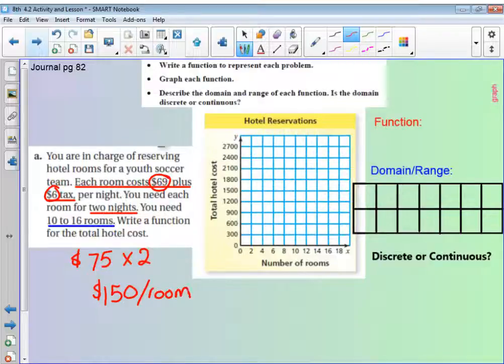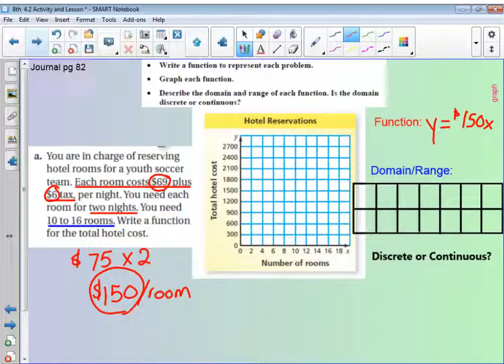Our X is our number of rooms. So our function equation is our cost, Y, equals $150 per room, so we're going to put in X. That's our equation. Now it's telling us that we will need to get anywhere from 10 to 16 rooms.